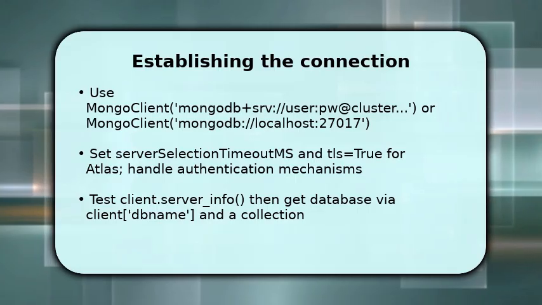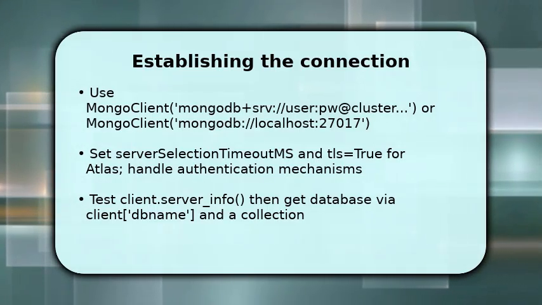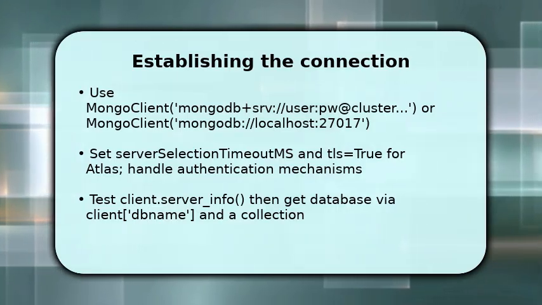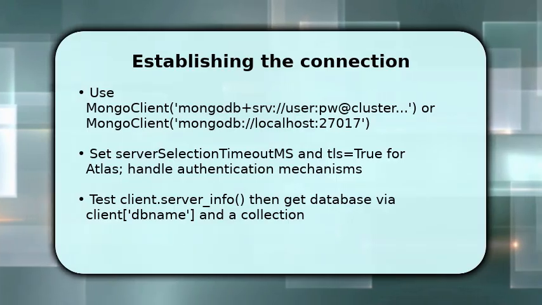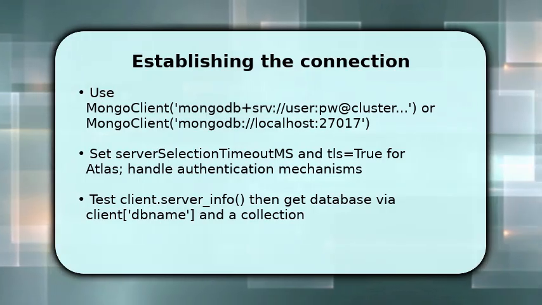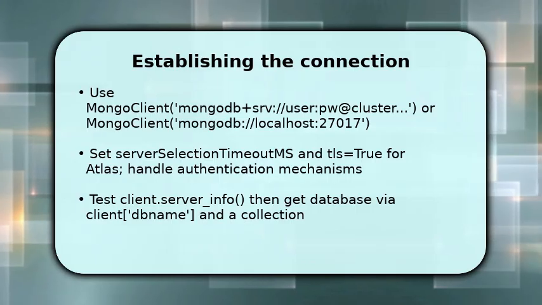Instantiate MongoClient with the correct URI string. For Atlas use mongodb+srv, which triggers DNS resolution, and for local use mongodb with host and port. Set serverSelectionTimeoutMS to avoid long hangs, and enable TLS when required. Once connected, call client.server_info() to confirm connectivity and surface errors early.